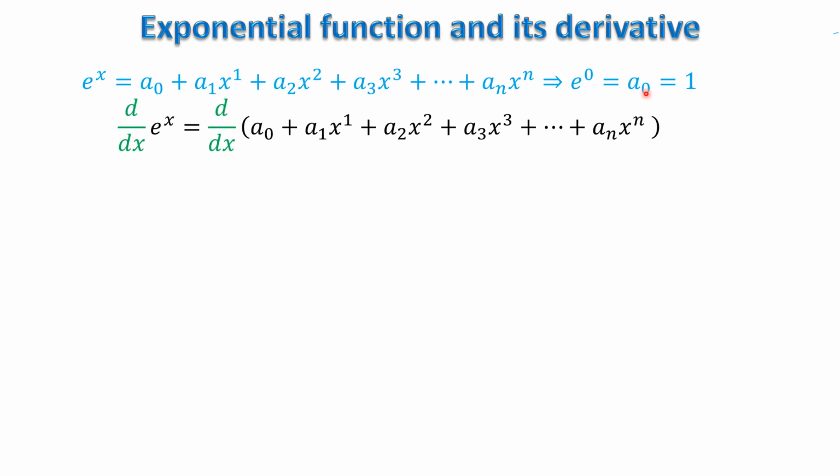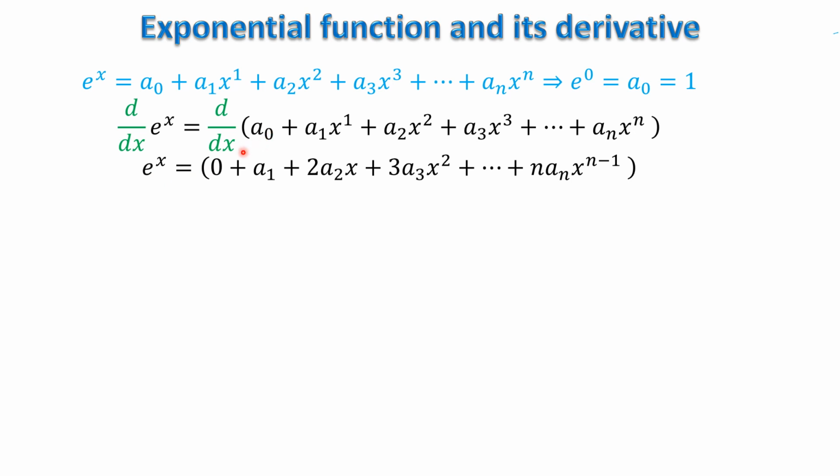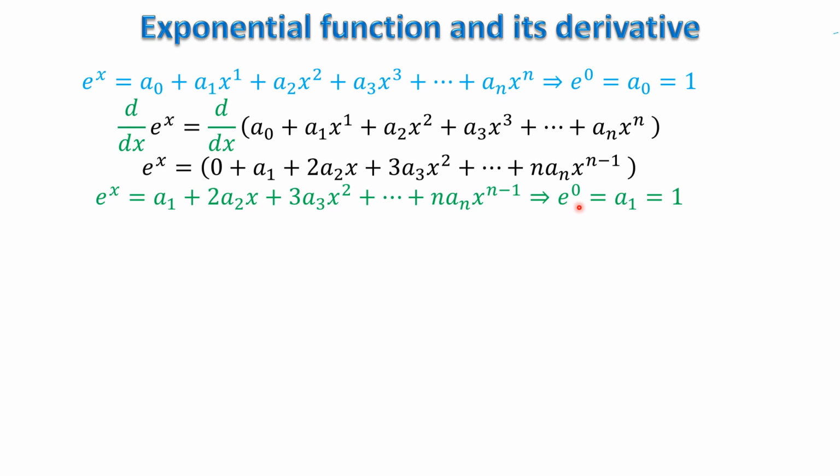Now he took the derivative of e to the power x, and obviously the derivative of the power series or polynomial expression of the same. On the left hand side he obtained e to the power x is e to the power x. The derivative of a0 will be 0, the derivative of a1 into x will be simply a1, the derivative of a2 into x square will be twice a2 into x, and so on and so forth. The derivative of x to the power n will be n into x to the power n minus 1 times an. Now again he substituted x equal to 0 and e to the 0 equal to 1. This time it is a1, because all terms with x will be annihilated because x is equal to 0.